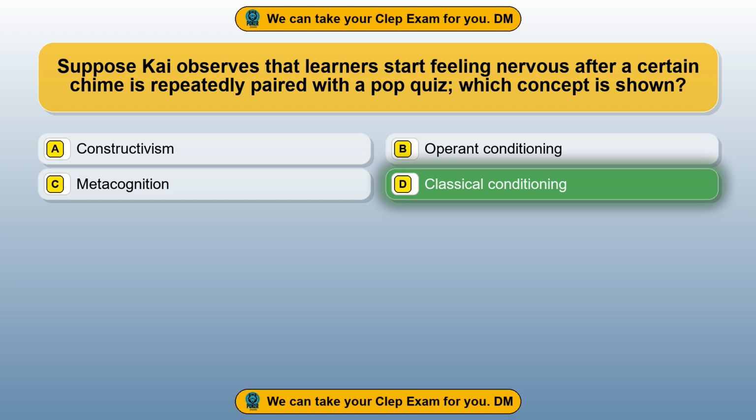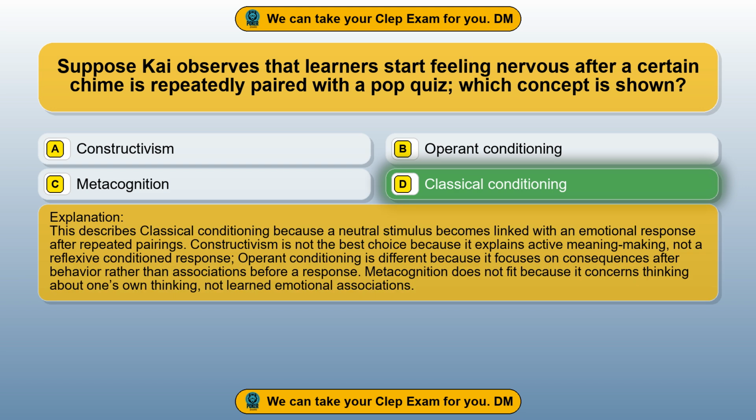Classical conditioning. This describes classical conditioning because a neutral stimulus becomes linked with an emotional response after repeated pairings. Constructivism is not the best choice because it explains active meaning making, not a reflexive conditioned response. Operant conditioning is different because it focuses on consequences after behavior rather than associations before a response. Metacognition does not fit because it concerns thinking about one's own thinking, not learned emotional associations.